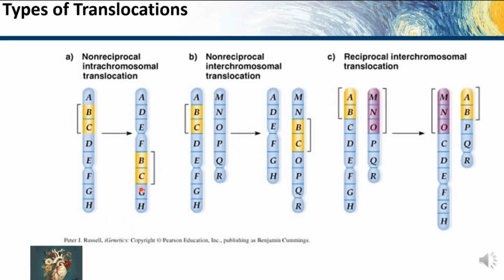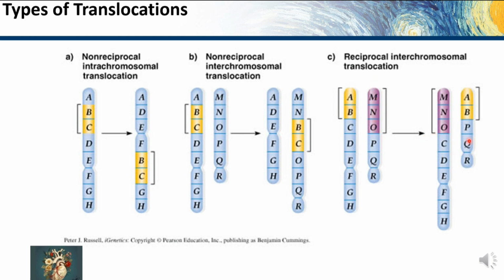So, types of translocation: non-reciprocal intrachromosomal translocation, in which you can see the segment BC is translocated within the same chromosome. And in this case you can see a non-reciprocal interchromosomal translocation, in which B and C are shifted from this chromosome to this one over here. And this is the reciprocal interchromosomal translocation, in which the AB segment is shifted over here and the M and O segment is shifted over here.